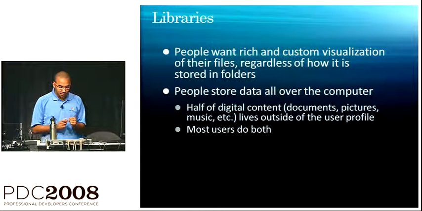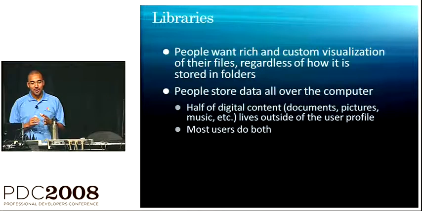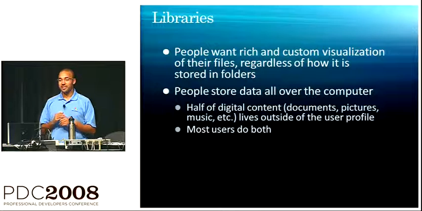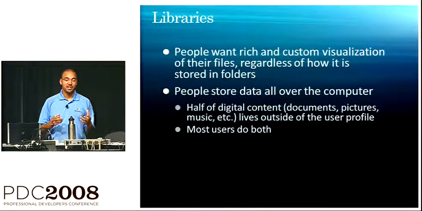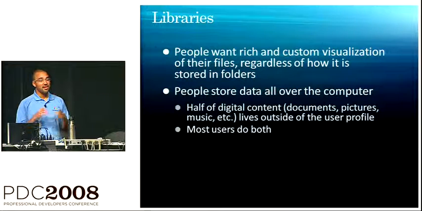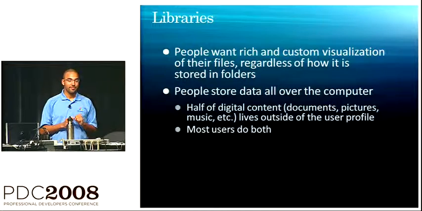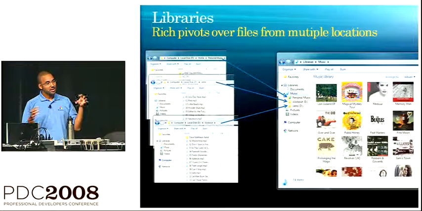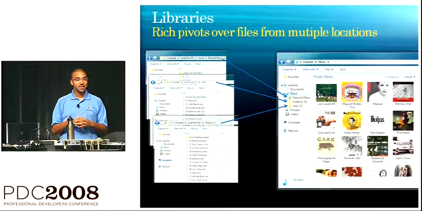So with libraries, we know that users have told us they need a richer way to see their data that's independent of the folder hierarchy. And second, we've done studies that have told us that about half of user data is stored outside of the user profile. So the way that we address this with libraries is we let users aggregate all the locations that they care about in a library.